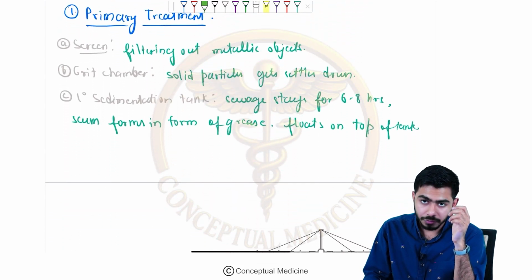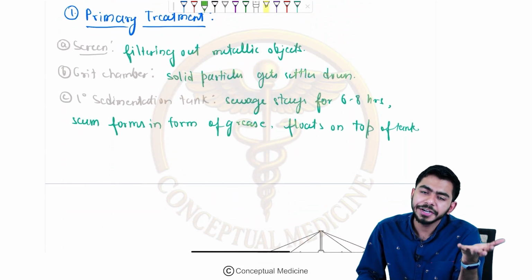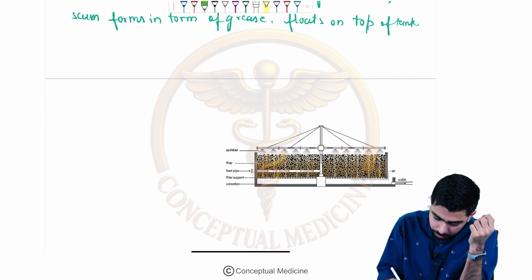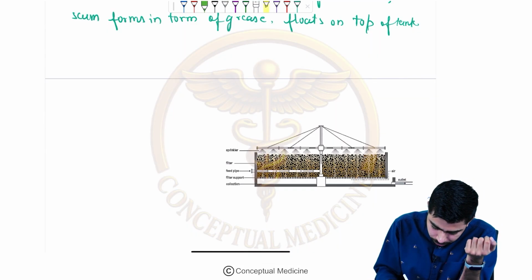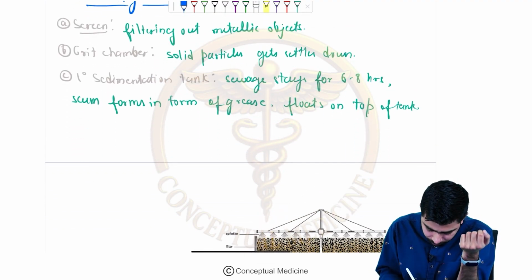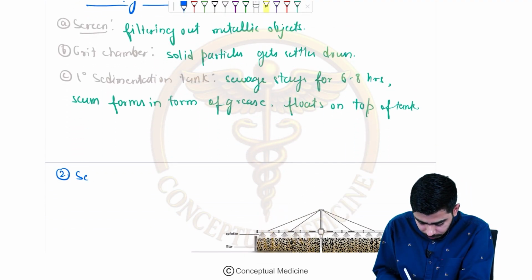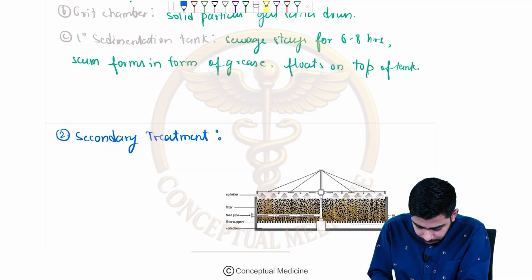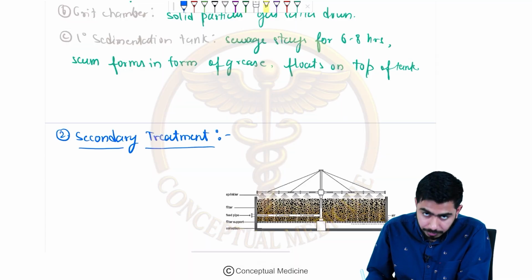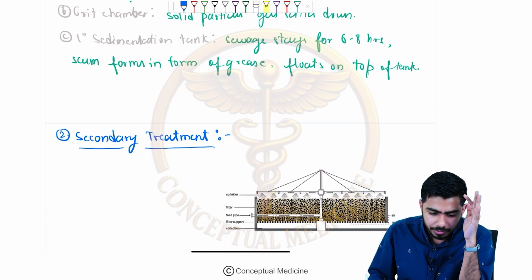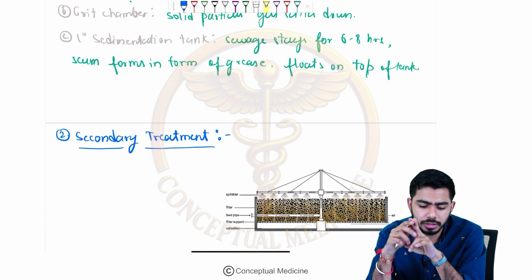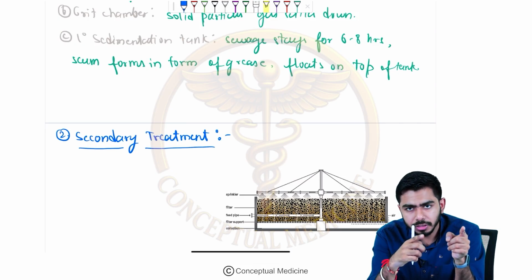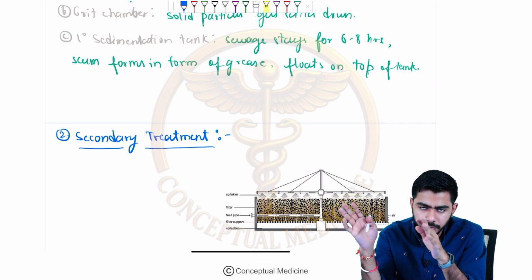Okay, now we shall talk about the secondary treatment. So over here in this particular picture, I will be talking about secondary treatment. In the secondary treatment, we are having two particular methods. One is the trickling filter method and another one is the activated sludge process.